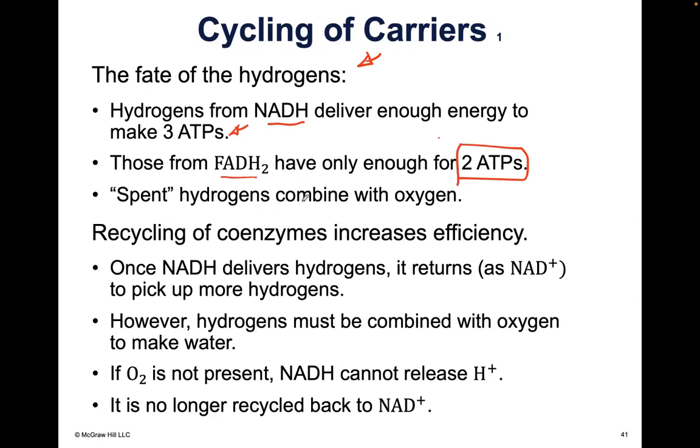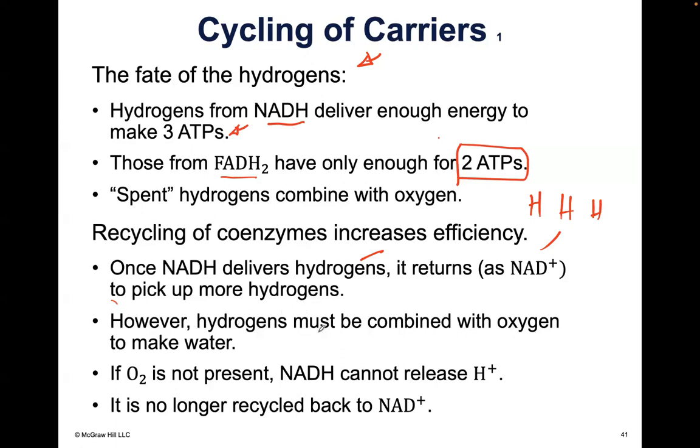The spent hydrogens will combine with oxygen. So we recycle. What do we mean when we say recycling of coenzymes increases efficiency? When we recycle the coenzymes, they increase the efficiency of the process. Once the NADH delivers the hydrogen, it returns back to NAD plus to pick up more hydrogen. I told you before, we have an abundance of hydrogen in the intermembrane space of the mitochondria during the process. So it goes to pick up another one.